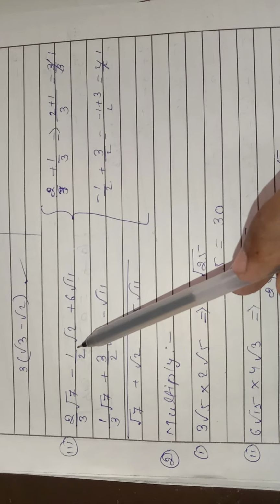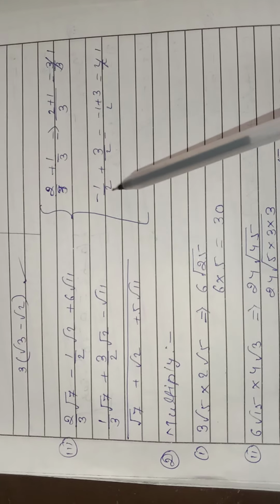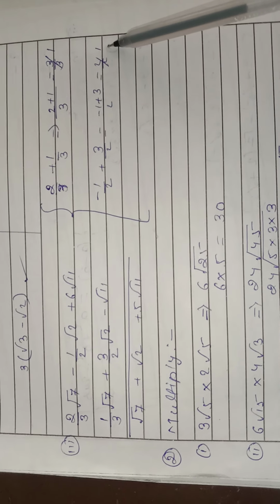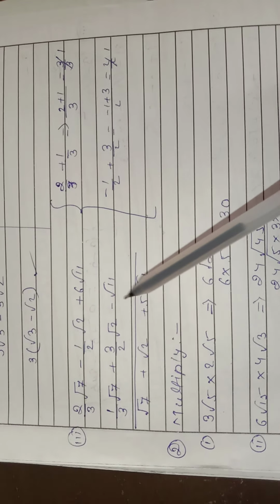Here also same condition. Minus 1 by 2 plus 3 by 2. Here also I have solved. I got my answer as 1. 6 minus 1, that is 5.